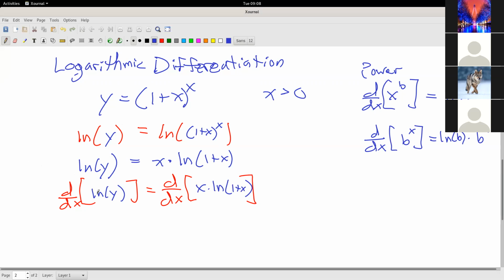On the left side, the derivative of the natural log of something is just 1 over that thing. And then the chain rule says if y is a function of x, which it is up there, then I have to multiply by y prime. That's the derivative on the left side.